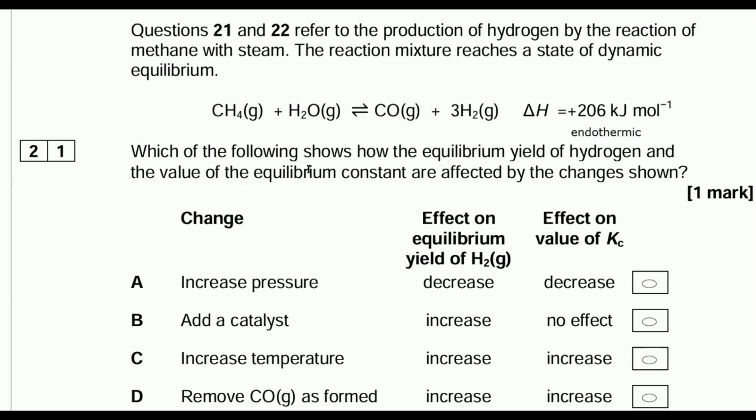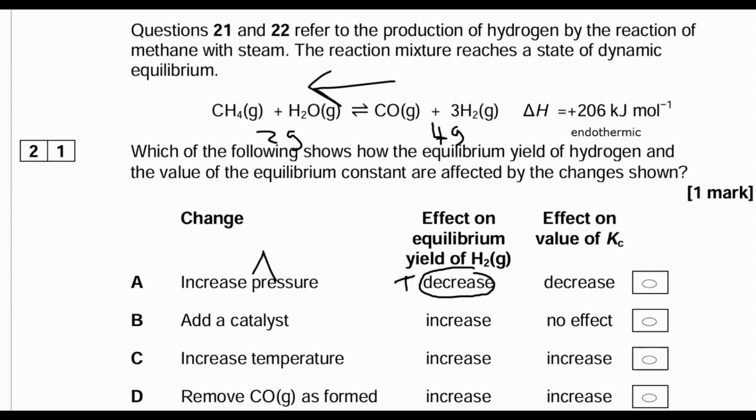Let's read the question. Which of the following shows how the equilibrium yield of hydrogen and the value of the equilibrium constant are affected by the changes shown? 1 mark. If we increase the pressure, does the yield decrease? Let's check. I've got 2 gas molecules here and 4 gas molecules there. If we increase the pressure, it's going to shift to the side with the fewest gas molecules. That's a true statement. But I don't know if this is true: the effect on the value of Kc.